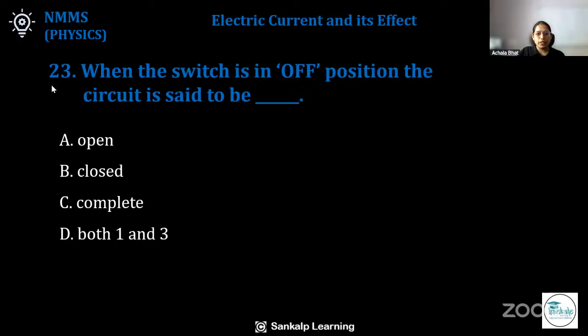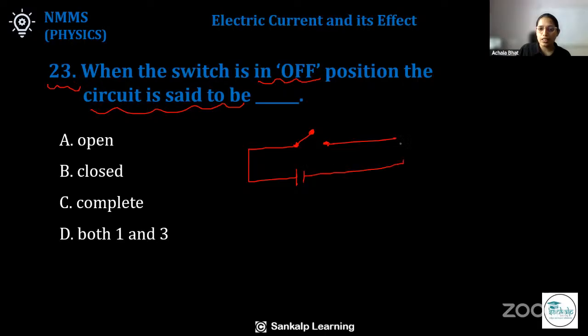Let us see question number 23 of NMMS Physics chapter Electric Current and its effect. When the switch is in off position, the circuit is said to be. See, in the previous question, we discussed about switch on. Here in this case, this symbol represents switch off position, which means there is no connection between the positive and negative terminal of the battery or cell. So the circuit is said to be open, not closed. Therefore, A is correct, option A.